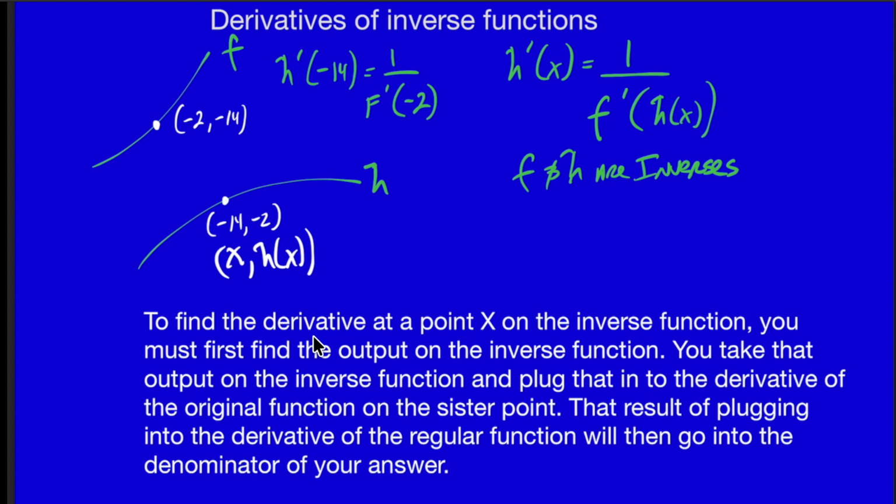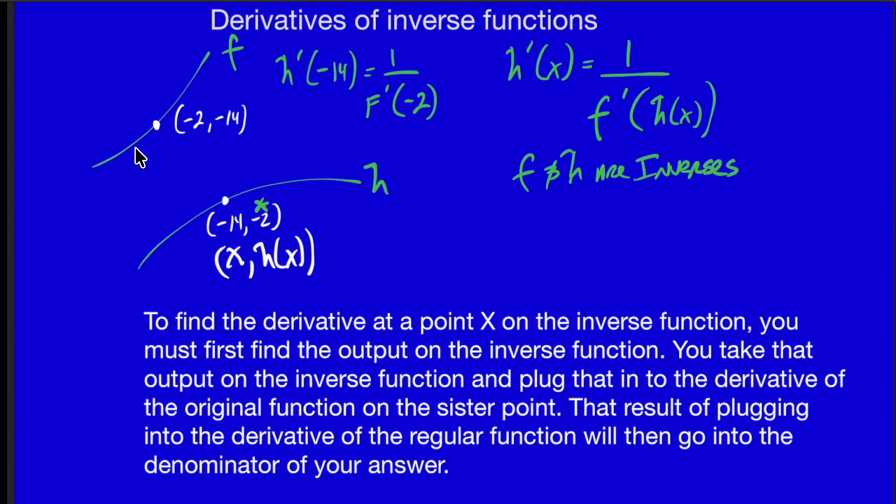To find the derivative at a point x on the inverse function, h is the inverse function, we're finding the slope of the tangent line on the inverse function at an input of x. To do that, you must first find the output on the inverse function. That's going to be h of x. You then take the output of the inverse function, h of x. In our previous problem, that was -2. And then you plug that into the derivative of the original function.